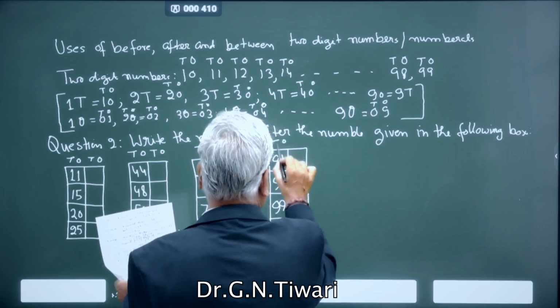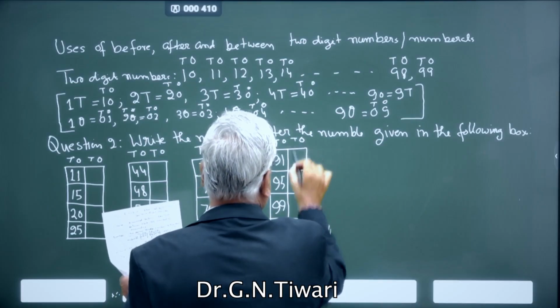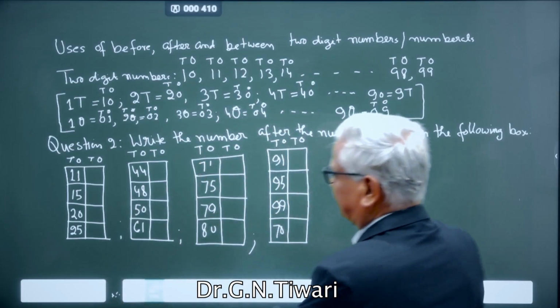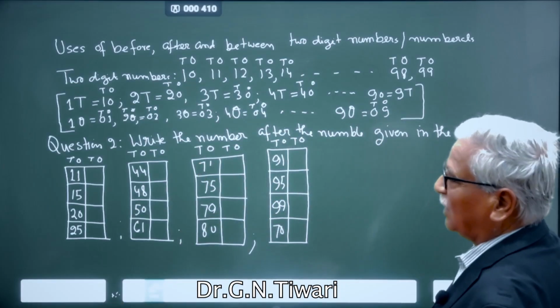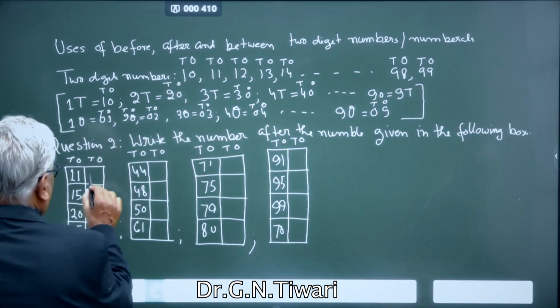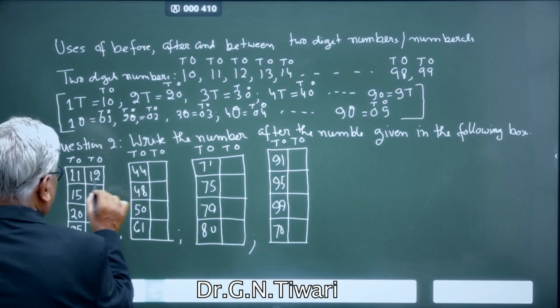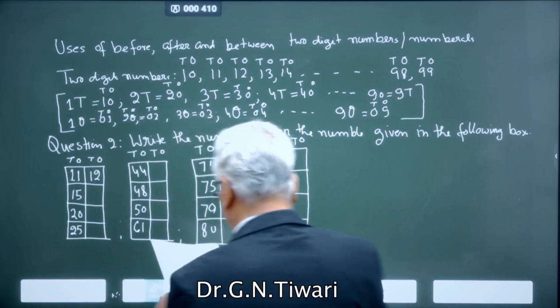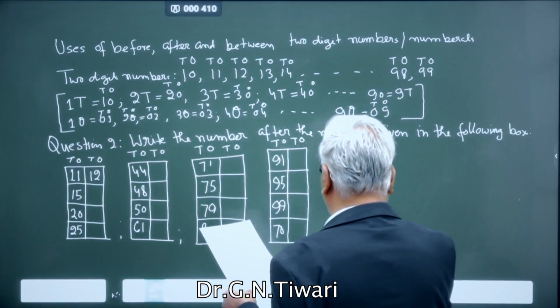O, T, O, T. Now the question is after. So in counting they should know that after means after 11, the number 12 will come into the picture. So they should write all these things. Another example I am giving you.